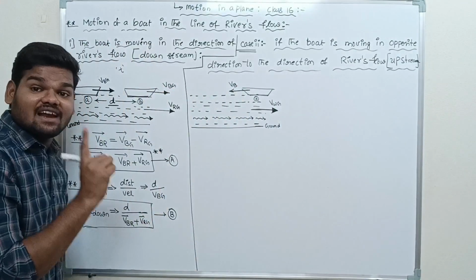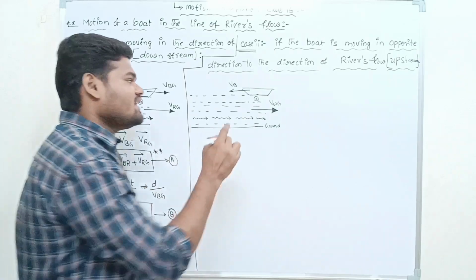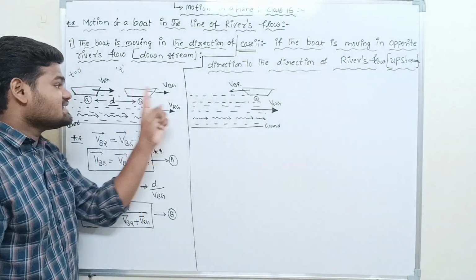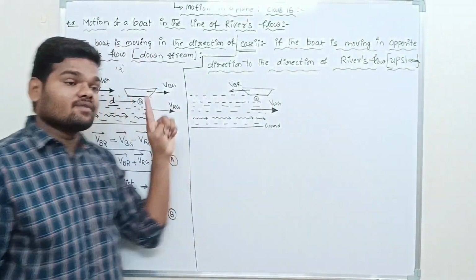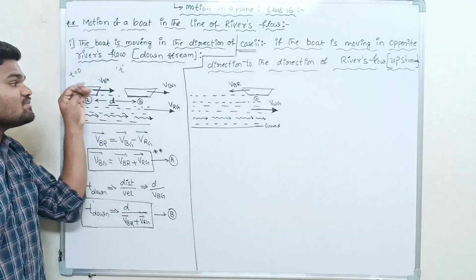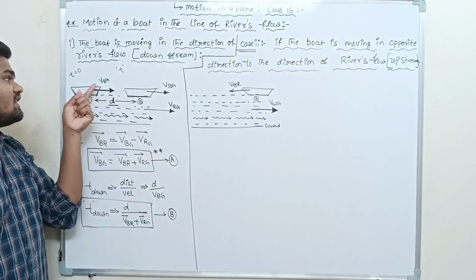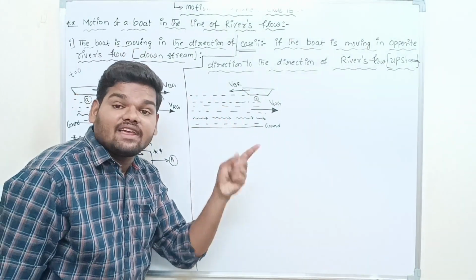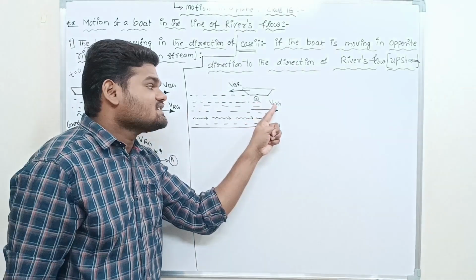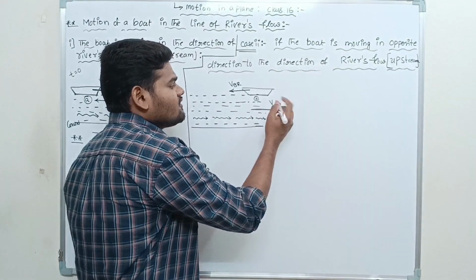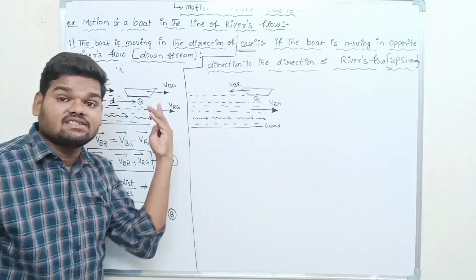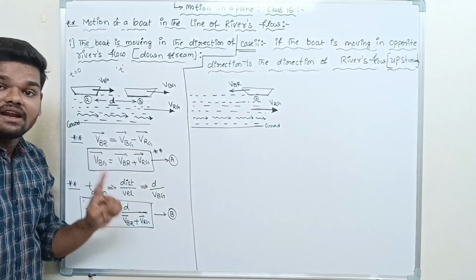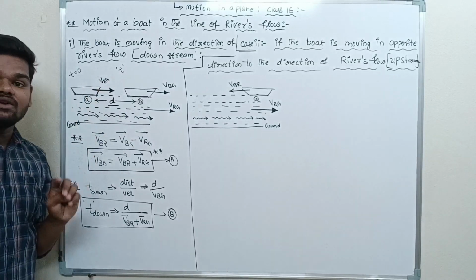Now what do we have to take here? Velocity of boat with respect to water or river. So this is the only difference between downstream and upstream. In case of downstream, the boat is moving in the direction of water flow, that's why I take velocity of boat with respect to ground. In this case, the boat is moving in the opposite direction to the water flow, so I'm taking velocity of boat with respect to river, whereas in the same-direction case it was velocity of boat with respect to ground.